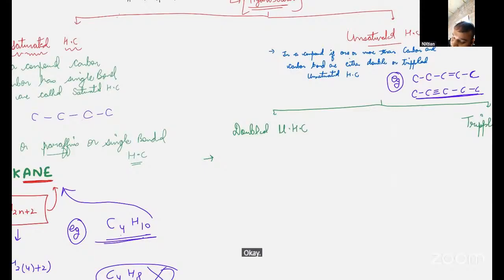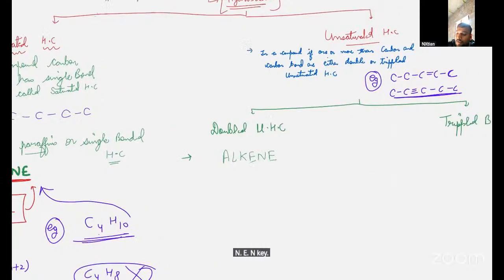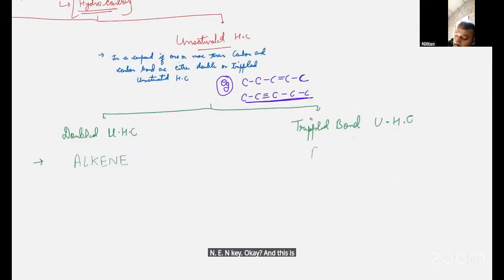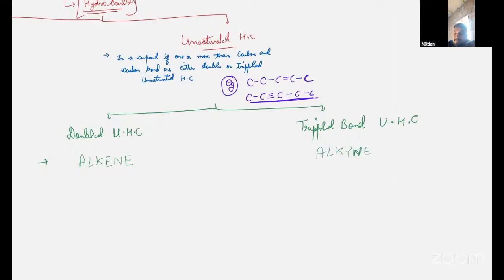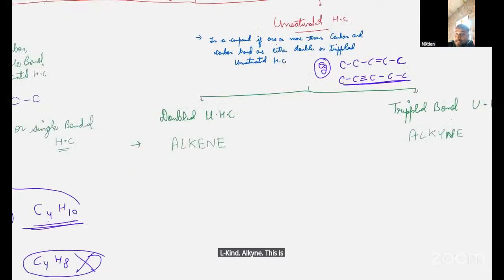Okay, I will write it. A-L-K-E-N-E. Alkene. Okay? And this is called alkyne. This is called alkene. This is called alkyne. It is also called olefins. Olefins. Now everyone please pay attention.